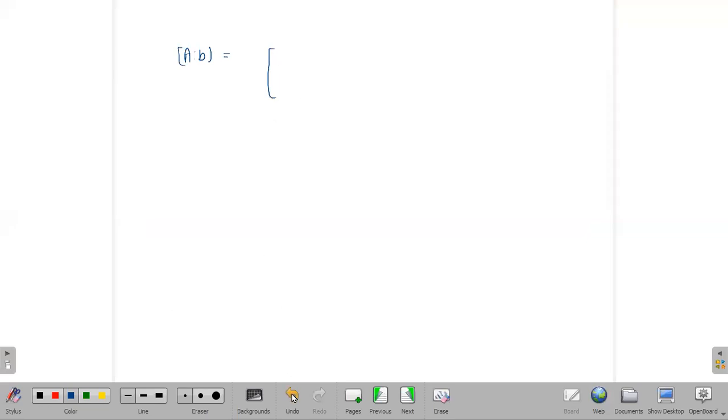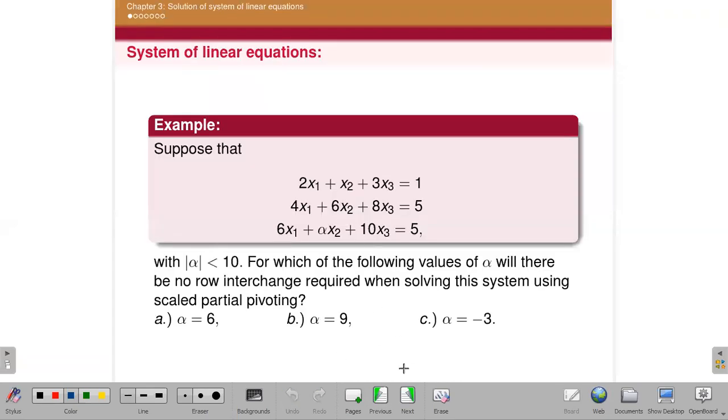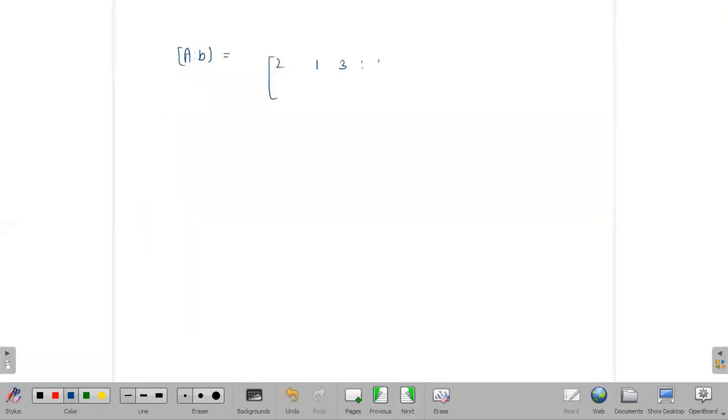So it is 2 1 3 1, 4 6 8 5, and 6 alpha 10 and 5. So we have to use scale partial pivoting here. To do scale partial pivoting, we have to choose the largest element row-wise, to find the scale vector.